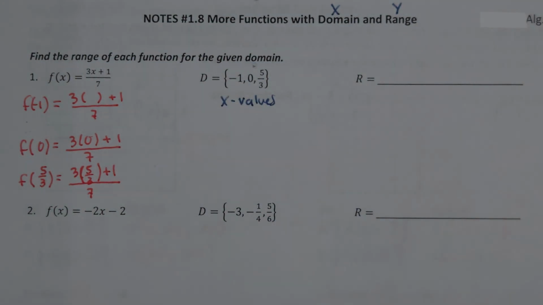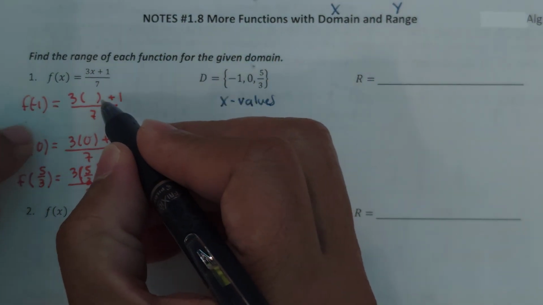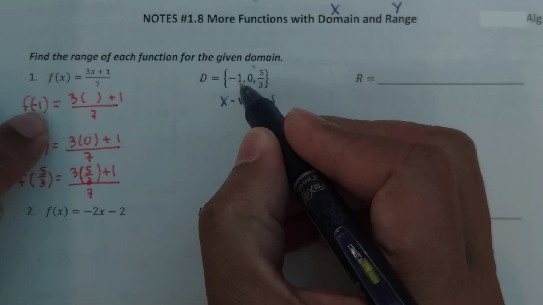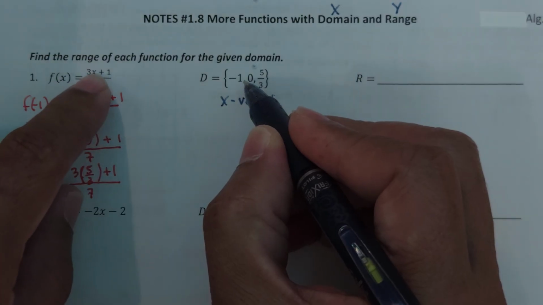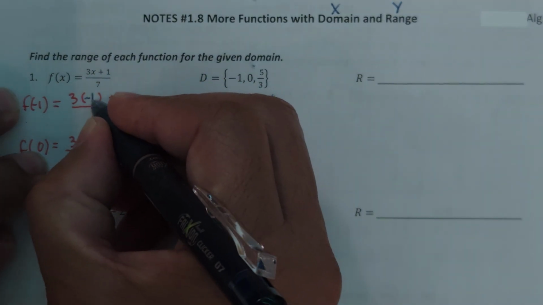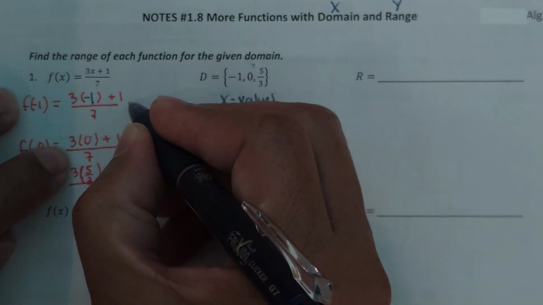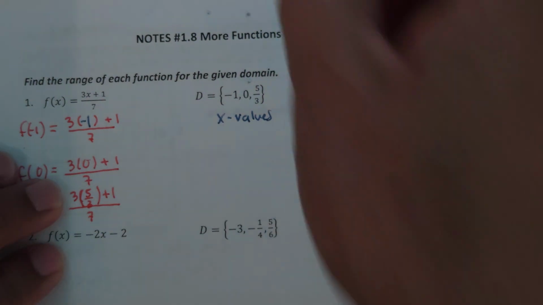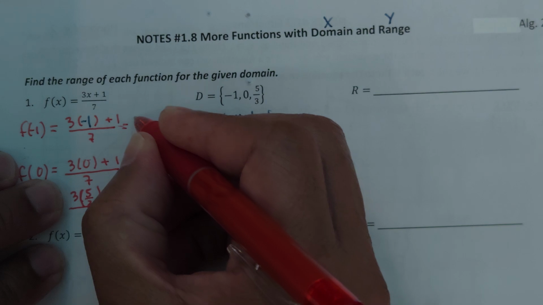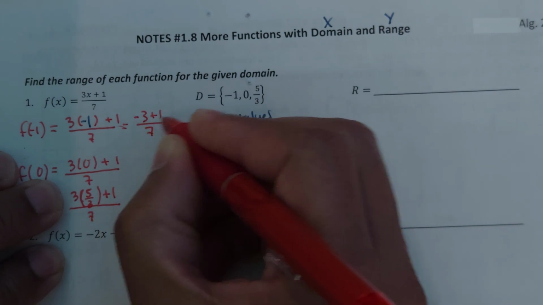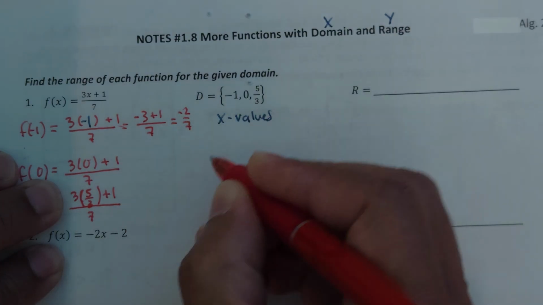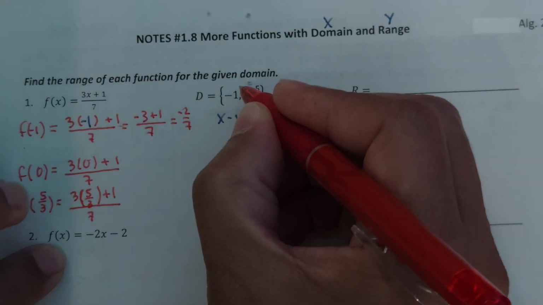So with that said, notice that I've started here for the first value. All we have to do is find f of -1, which means we plug in a -1 inside of this parenthesis instead of that x. So this is 3 times -1. When you multiply 3 times -1, that gives you -3, right? Then this is -3 plus 1 over 7, which is equal to -2 over 7. So this is a y value that goes with -1.